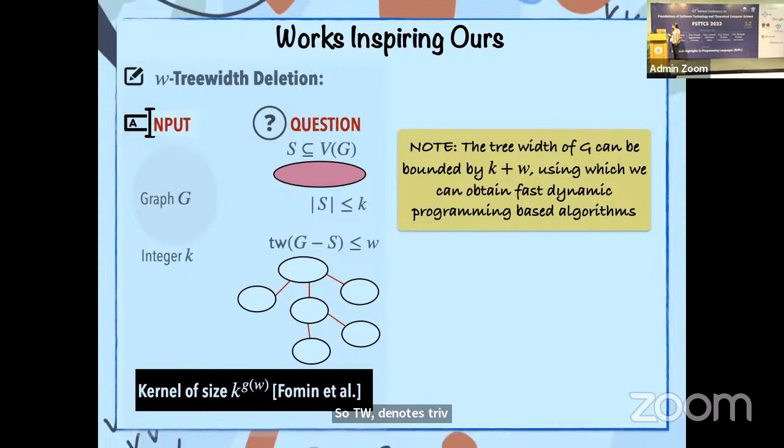So note that finding such structures is also algorithmically very useful. For instance, if you try to do dynamic programming or say you want to use cut and count based methods, you can actually put these vertices in each of the bags and, for yes instances, bound the tree width. Okay, so finding such vertex subsets is often very useful.